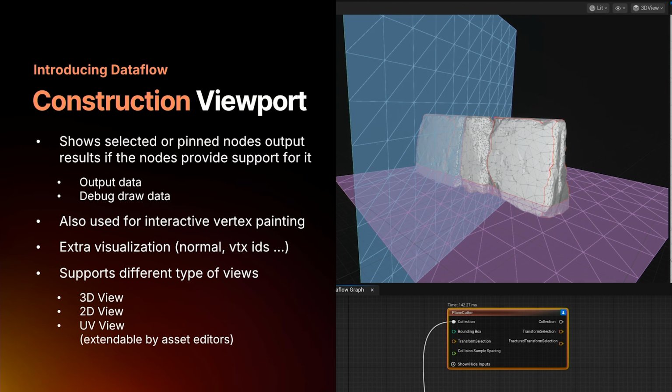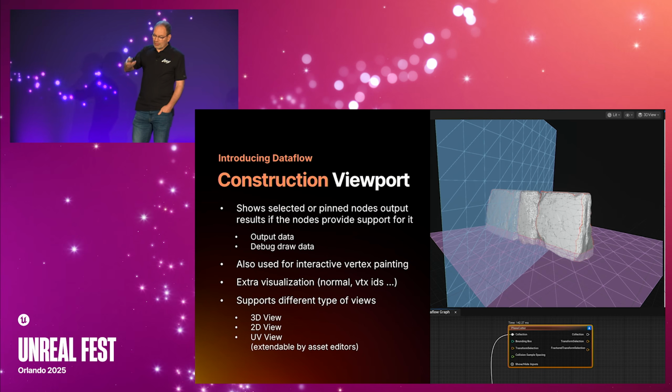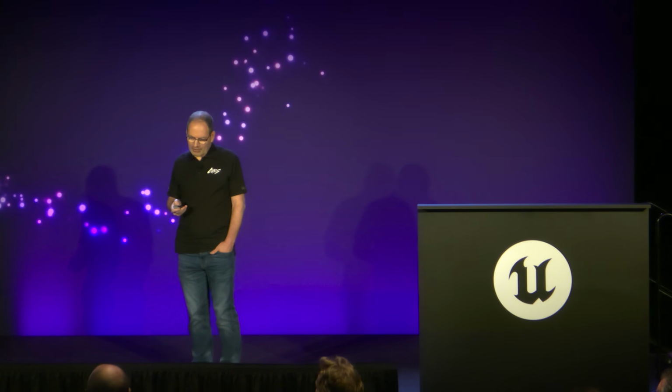This window is also used for interactive painting. So if you select a node that has a tool associated with it, it will bring the tool up. And then it looks a bit like the modeling tool. You get a cancel and accept button. We also have a bunch of extra visualization. You can see the normals, the vertex IDs, and all this kind of stuff. So we're going to add more and more features as we go. And if you feel like something is needed, then please reach out to us. We'll be happy to look into it.